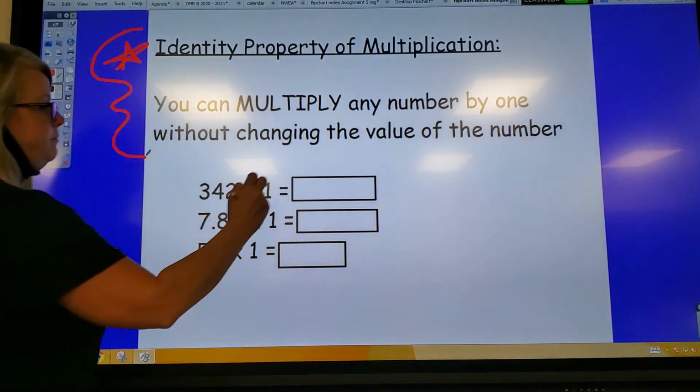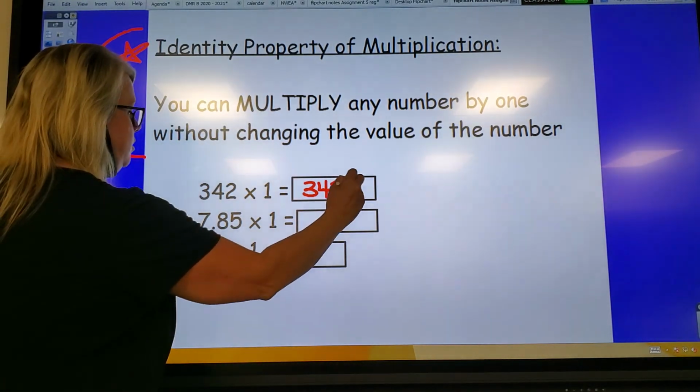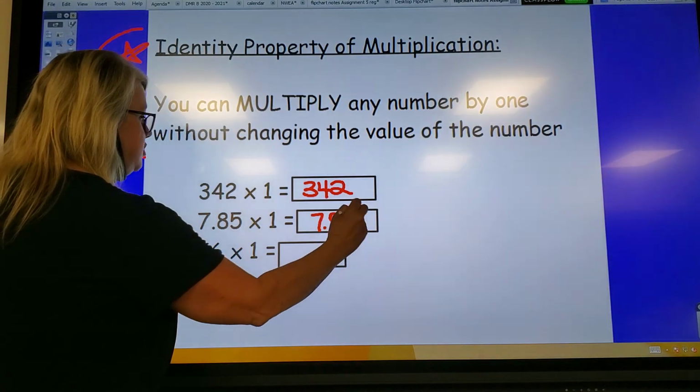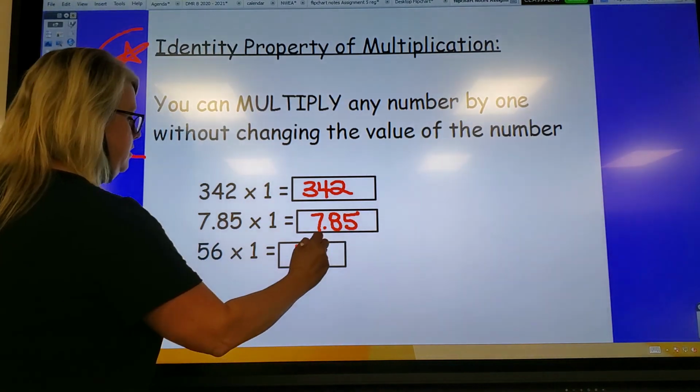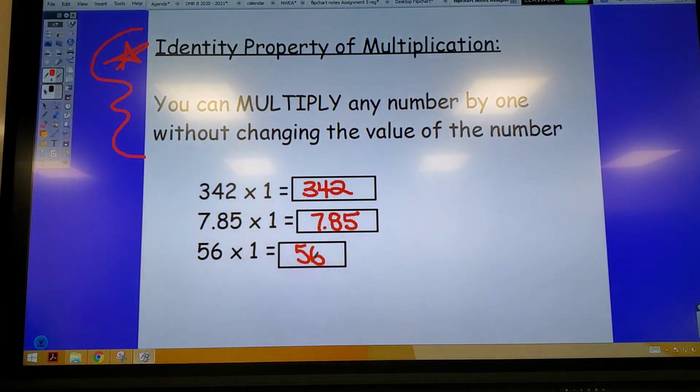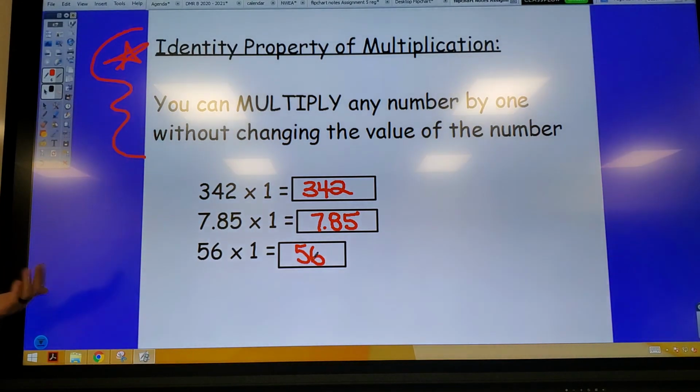Again, I have a few examples here. Doesn't matter if it's a whole number, decimal number, fraction, negative number. Doesn't matter. All right, commutative property, changing the order of the numbers around to add or to multiply. Associative property, changing where the parentheses are to add or to multiply. The identity property of addition says you can add 0. The identity property of multiplication says you can multiply by 1 without changing the value.